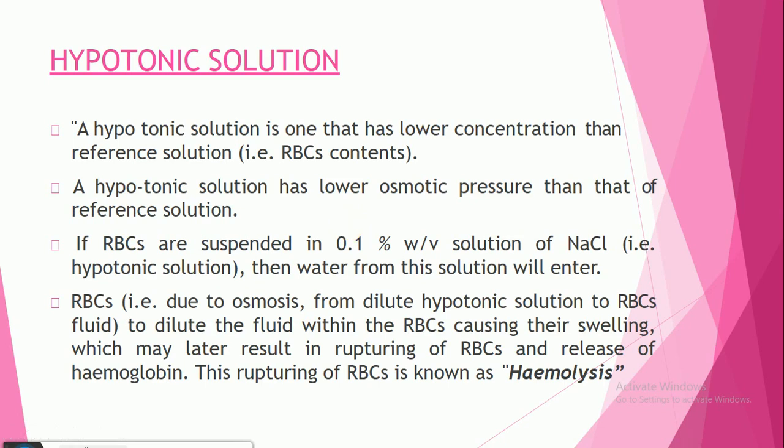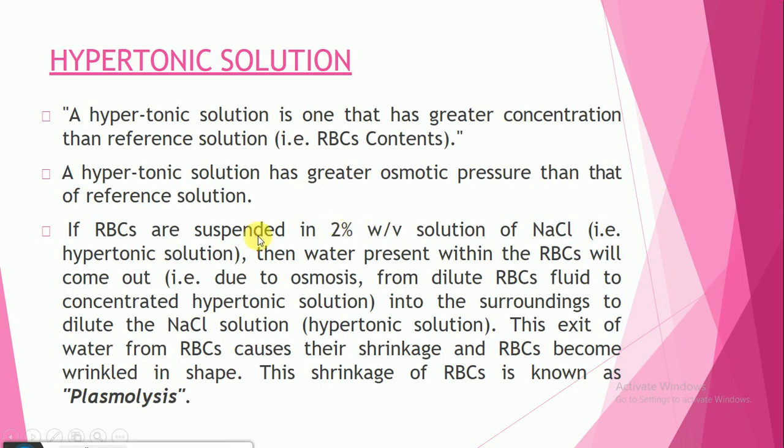So let's look at the case here. If the red blood cells are suspended at 0.1% weight by volume, why? Because the osmotic pressure here is low, that's why it becomes 0.1. Look at the difference. Here the RBC were suspended in a 2% weight by volume solution, in the case of a hypertonic solution.